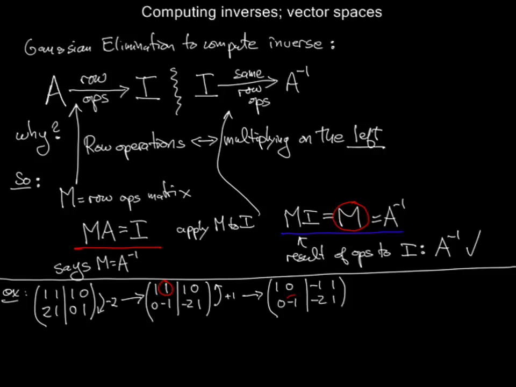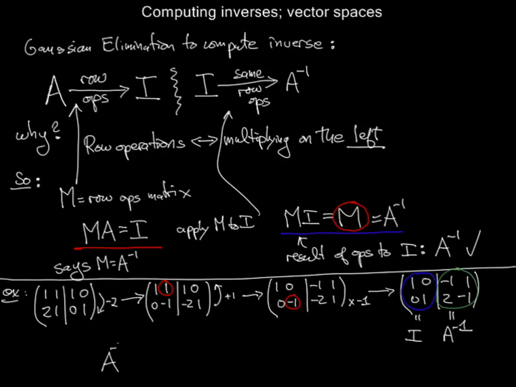And then finally we just have to multiply the last row by -1 in order to convert this -1 into a 1. And when we apply that operation, on the right hand side what we get is -1, 2, -1. And so what we've computed is that the inverse of the original matrix is this matrix, -1, 1, 2, -1.